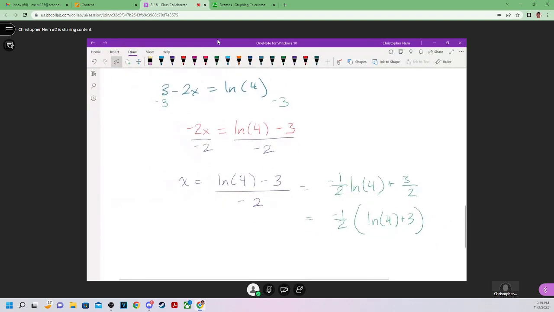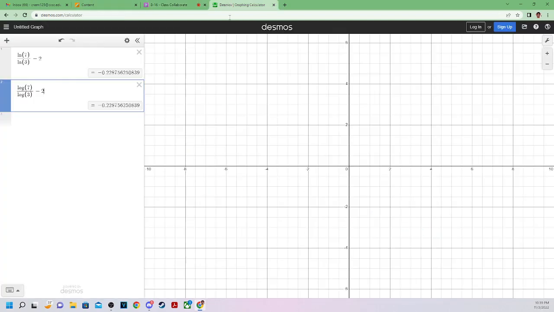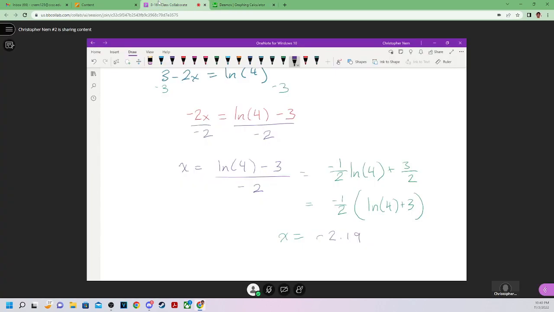Now, you can calculate this out in your calculators. So go ahead and write that out. You can use any of the forms that we discussed earlier. So I'm going to do 1/2 times ln of 4 plus 3. And then I get this value for x. And then, of course, you can verify this. So x is equal to negative 2.19. So we're good to go on that.